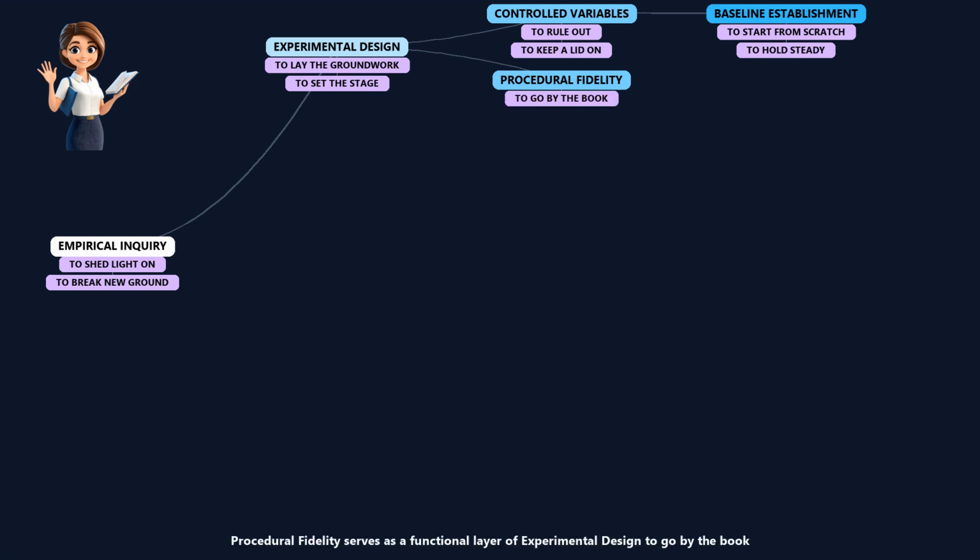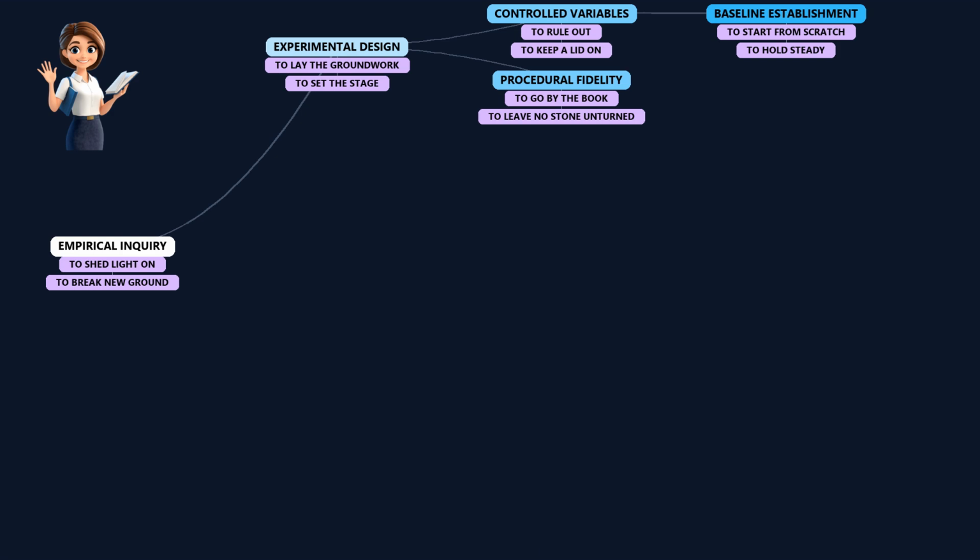Procedural fidelity. Procedural fidelity serves as a functional layer of experimental design to go by the book and leave no stone unturned. Essentially, you are following the rules exactly and checking every tiny detail of the process.